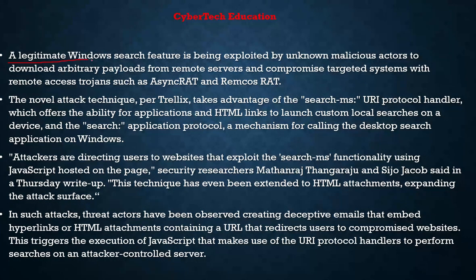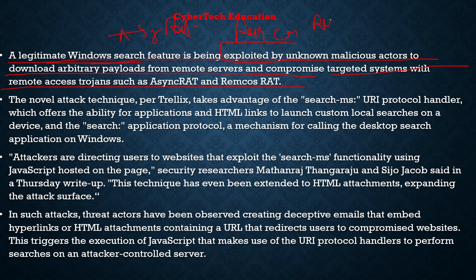A legitimate Windows search feature is being exploited by an unknown malicious actor to download an arbitrary payload from a remote server and compromise target systems with a remote access Trojan, such as Asyncrat and also Remcos RAT. These two are involved in this activity, through the malicious payload which is downloaded through a legitimate Windows search option that is being exploited.